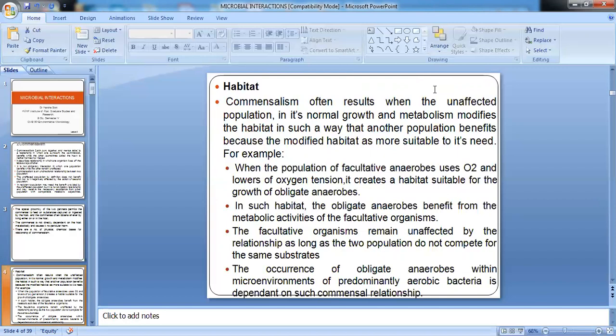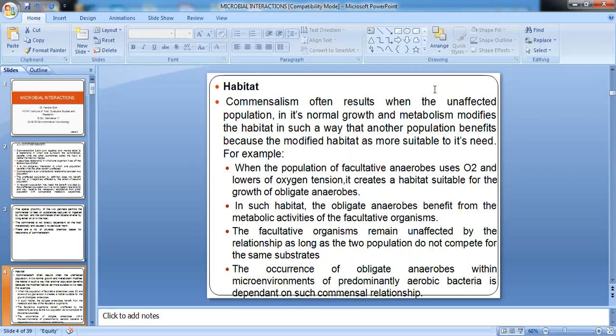It is only during their normal growth and metabolism that they have modified the habitat such that it becomes more suitable for the obligate anaerobes to grow. This example is discussed over here. When the population of facultative anaerobes use oxygen, they will lower the oxygen tension. This will create a habitat which is more suitable for the growth of obligate anaerobes. In such a habitat, obligate anaerobes have benefited from the metabolic activities of the facultative organisms.